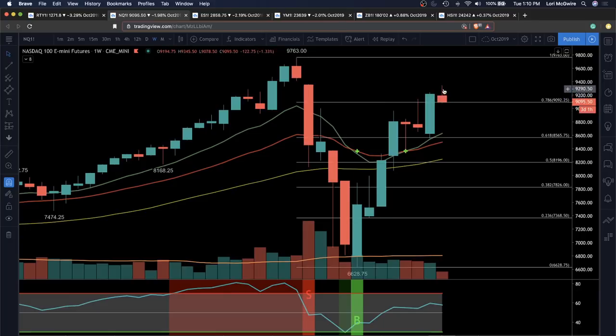This will require a lot of work on the bulls' behalf in order to close up at the upper end of this candle. Otherwise, this is a bearish reversal candle. So just, again, something else to note.